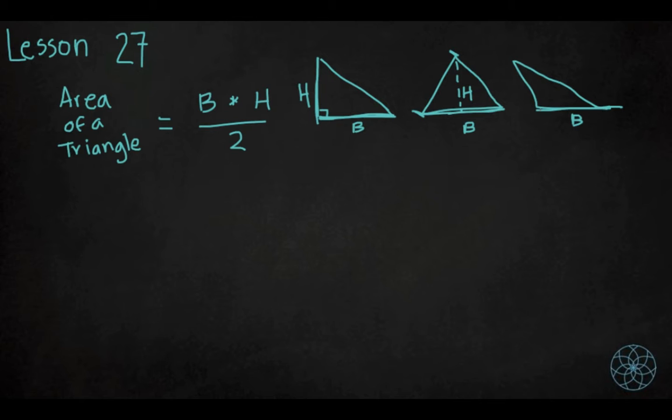And the same goes for this one. You might think, oh, is this the height? No. Okay, well maybe this one's the height. No, that's also not the height. The height is actually from this point down to the base. So this would be the height. So in other words, the height of a triangle will always be perpendicular to the base.